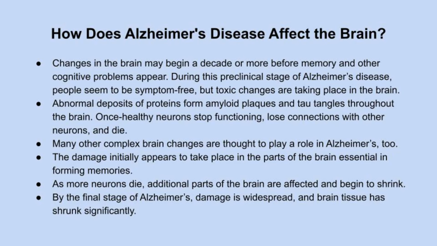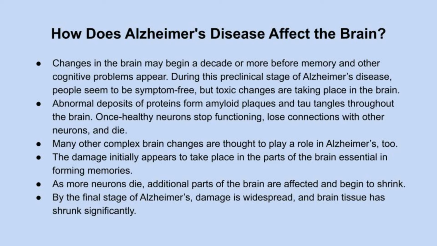Now, how does Alzheimer's affect the brain? So changes may begin a decade or more before memory or other cognitive problems appear. So during the preclinical stage of Alzheimer's disease, people seem to be symptom-free, but these changes are taking place in the brain. Abnormal deposits of proteins form these amyloid plaques and tau tangles throughout the brain. So these once healthy neurons stop functioning. They lose connections with other neurons and die. So many other complex changes are thought to play a role in Alzheimer's too.